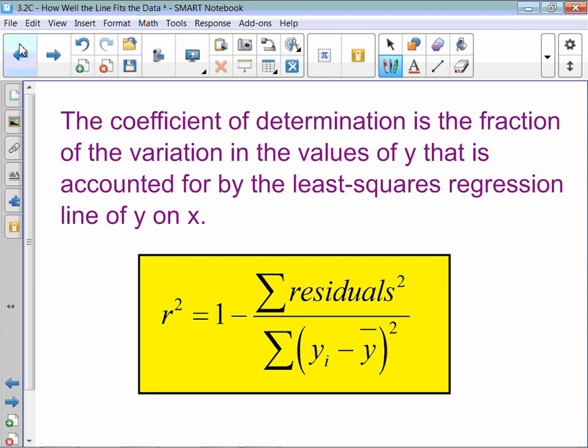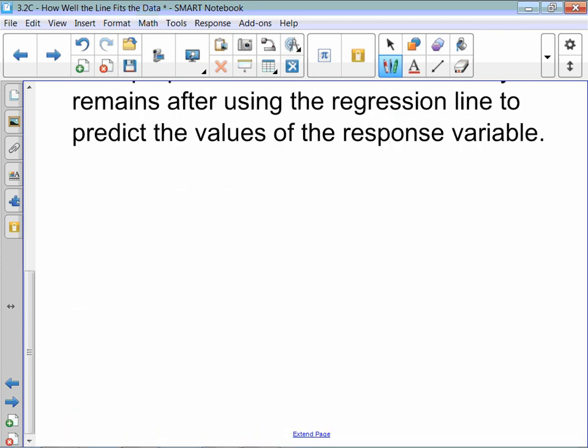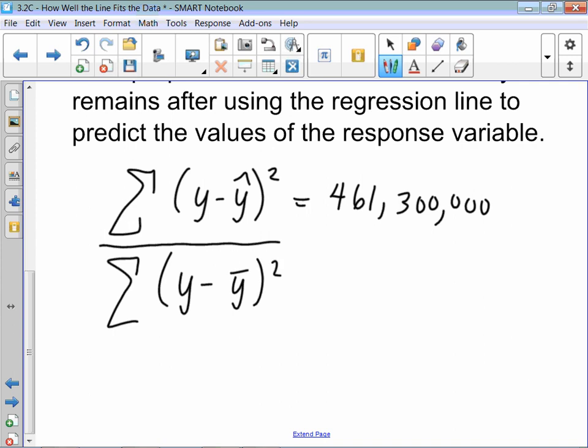So let's try it in this problem. We're going to find the sum of all the residuals, which is what we just did. So we have the sum of every single data point minus the predicted point, which is what the regression line gives us. And the problem just told us that the sum of the squares was this really big number. And we're finding the proportion of this compared to if we just took the data point minus the mean, squared, if we didn't have that line. The data point minus the mean.